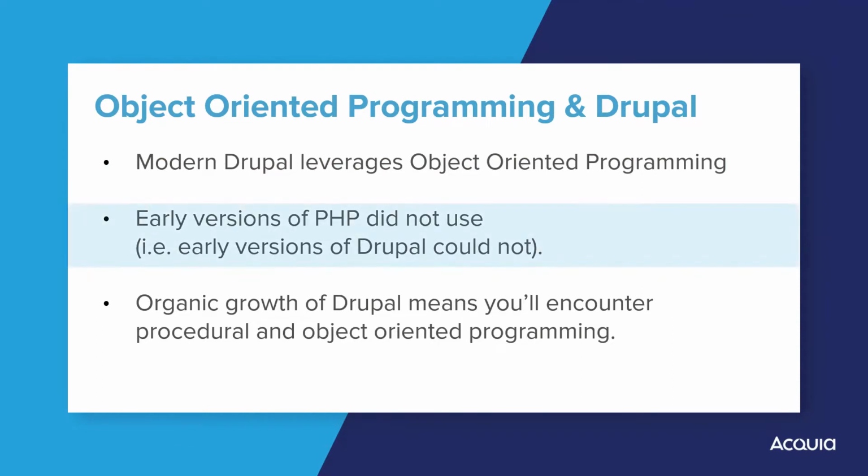Early versions of PHP, and thus early versions of Drupal, could only support procedural programming. However, recent versions of PHP allow for object-oriented programming methodologies to be leveraged. Modern Drupal recognizes the advantages of this. Because the Drupal codebase has grown and matured organically with each version of Drupal, you will encounter both procedural and object-oriented programming used in module development. Said another way, you'll use both functions and classes and methods, for instance.